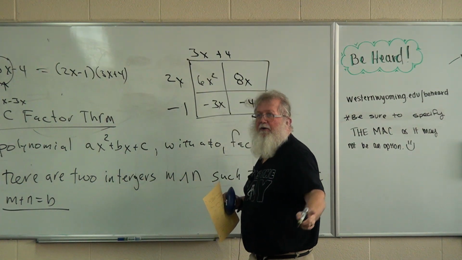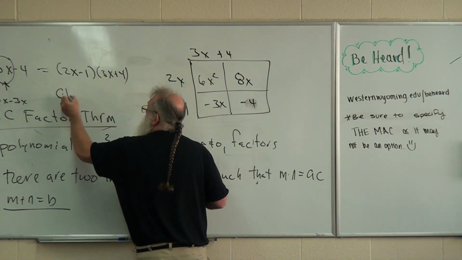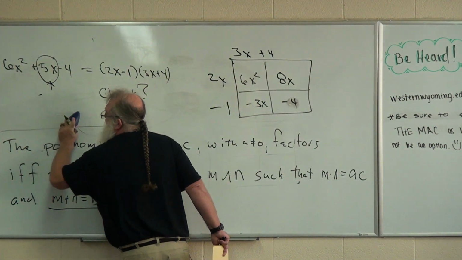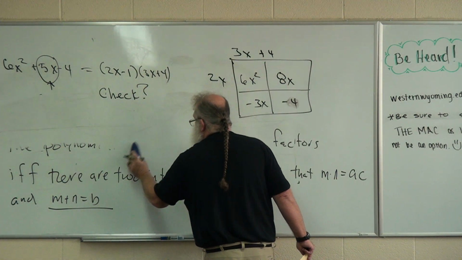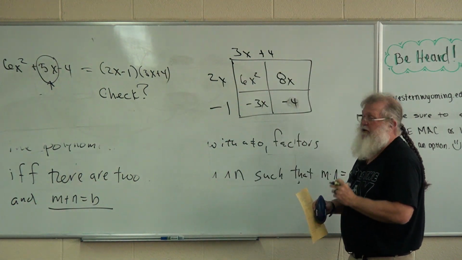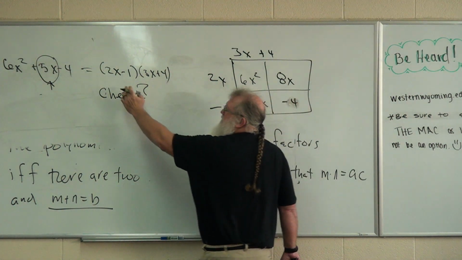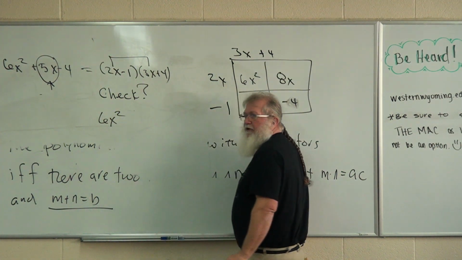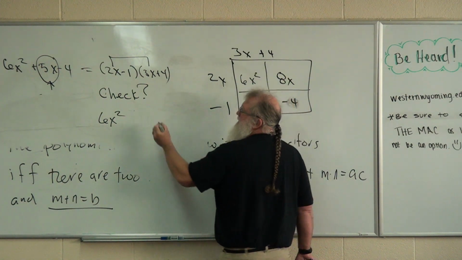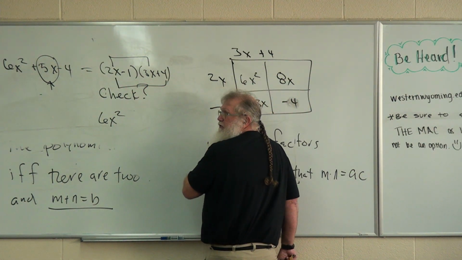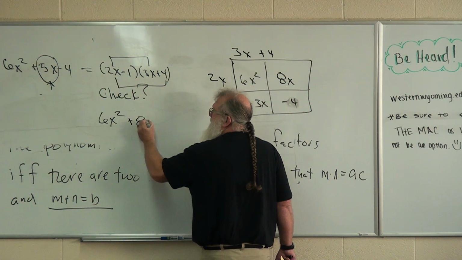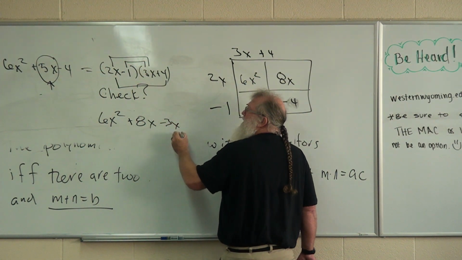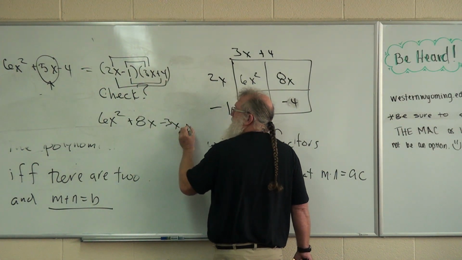And I sense doubt in the room, so let's check. It's kind of like voodoo magic, math magic here. I turned a box into factoring. How did we do that? Well, let's see here. First times first. 2x times 3x is 6x squared. Looking good so far. Outside times outside. 2x times 4. 2 times 4 is 8, so I get 8x. Inside times inside, minus 3x, and then last times last, minus 4.